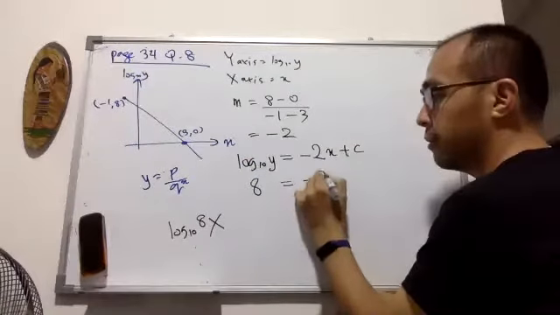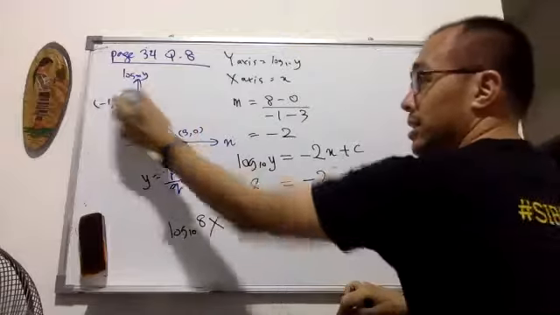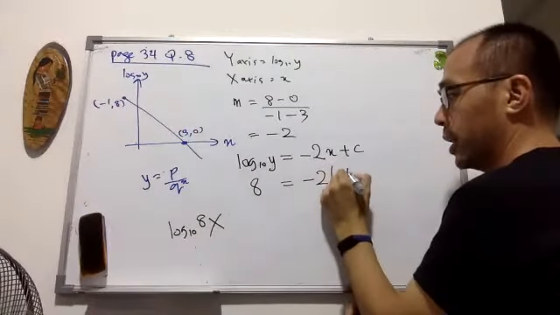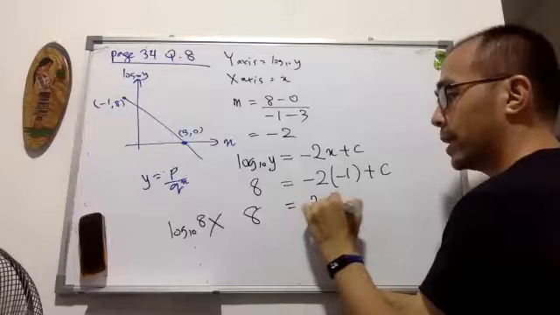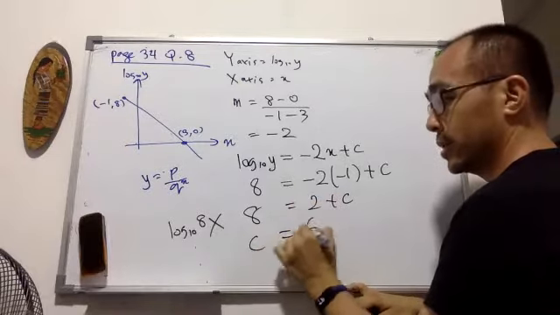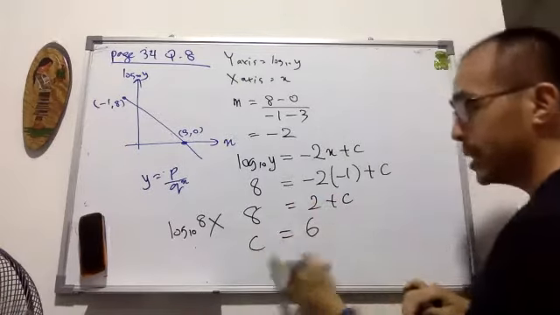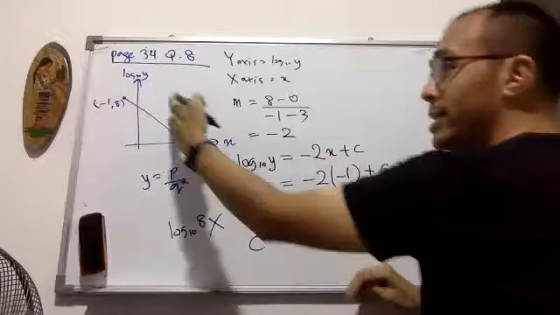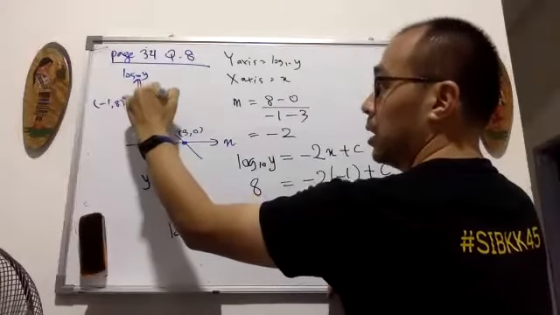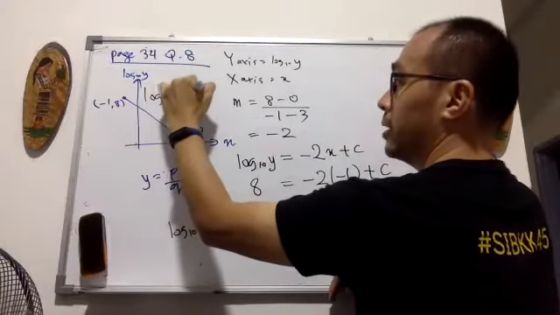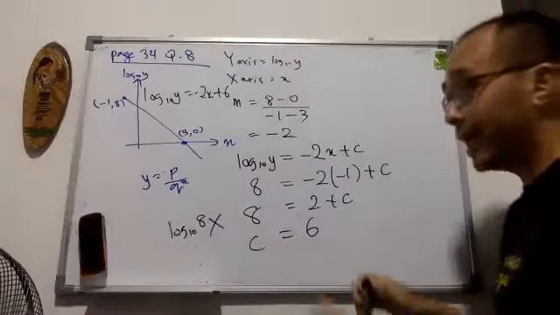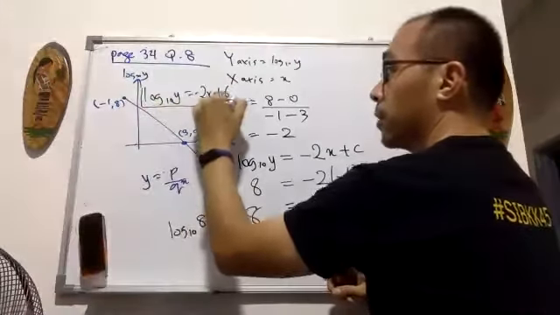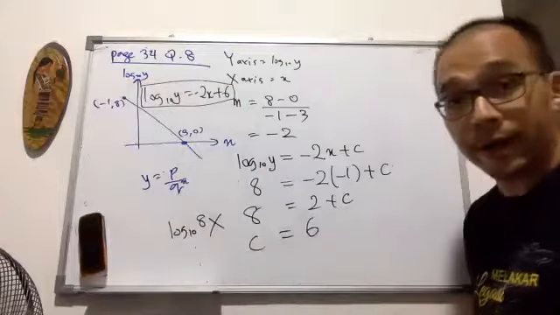Equals negative 2. Our x is negative 1. Negative 2 times negative 1 plus c. We'll get 8 equals 2 plus c. Therefore, c equals 6. So if I put the c into our equation, we find that this equation is log 10 y equals negative 2x plus 6. Okay, that's the equation that we built from the graph.